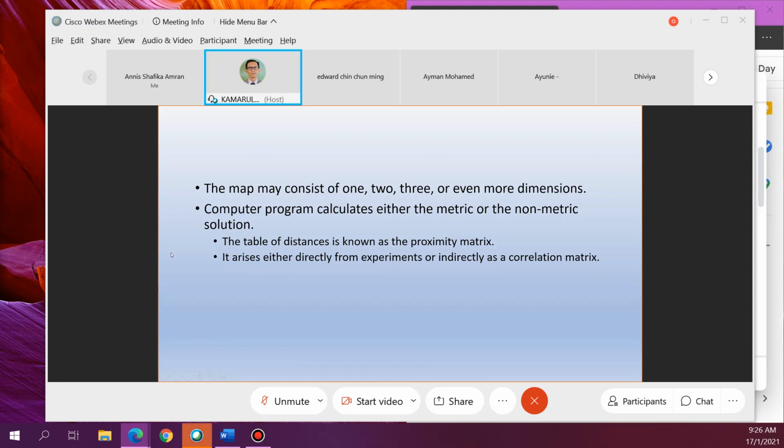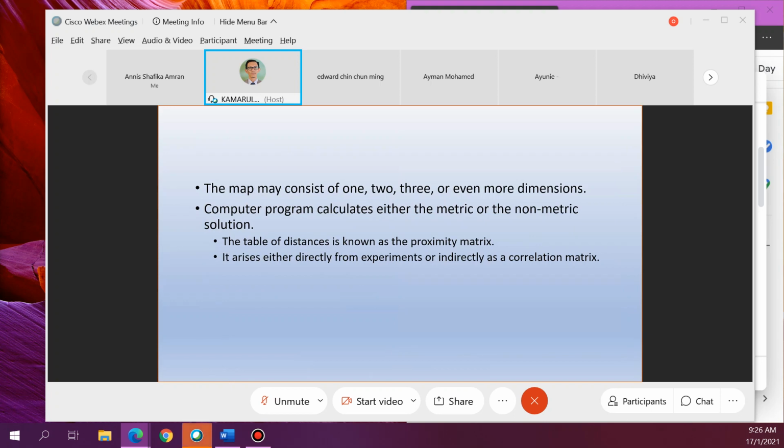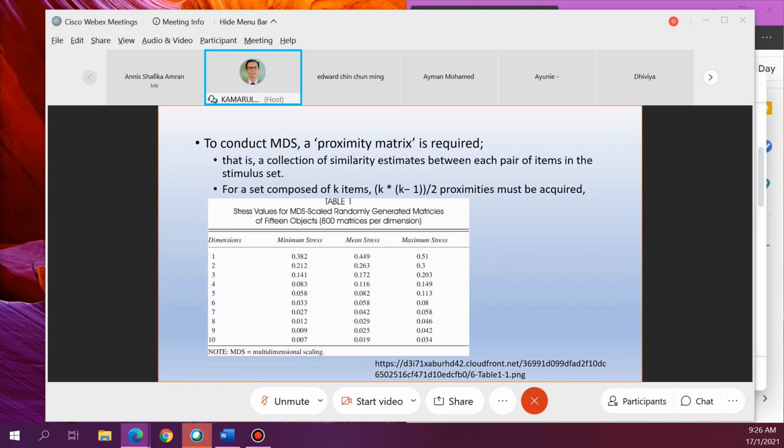So it is much easier to use a computer program to calculate these metric or non-metric solutions. And how do we present? Again, we present using the map, or the proximity matrix. Okay, proximity matrix. So this is an example of, again, a proximity matrix is required. I think in the demonstration I'll show you what a proximity matrix looks like.